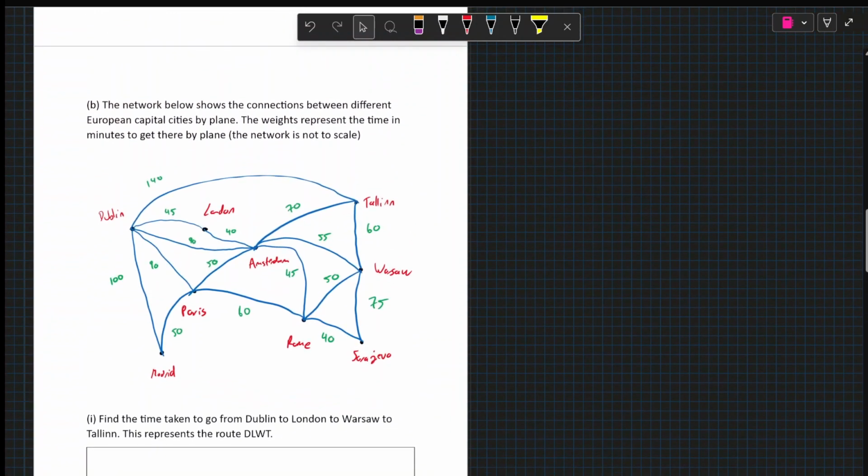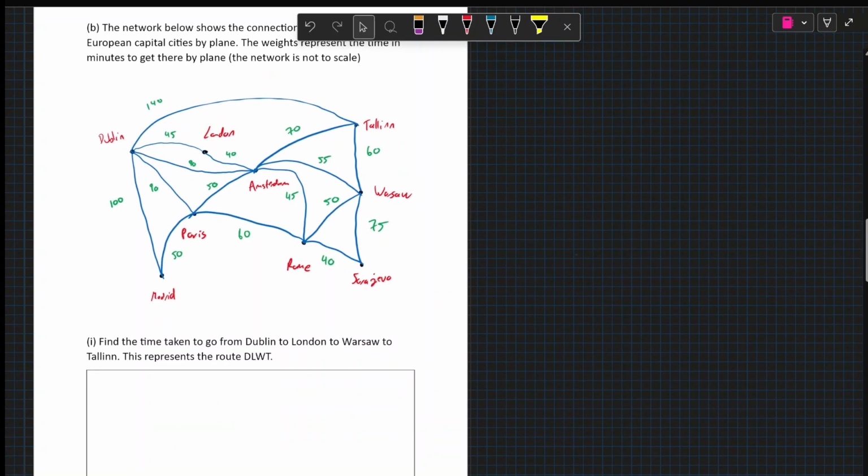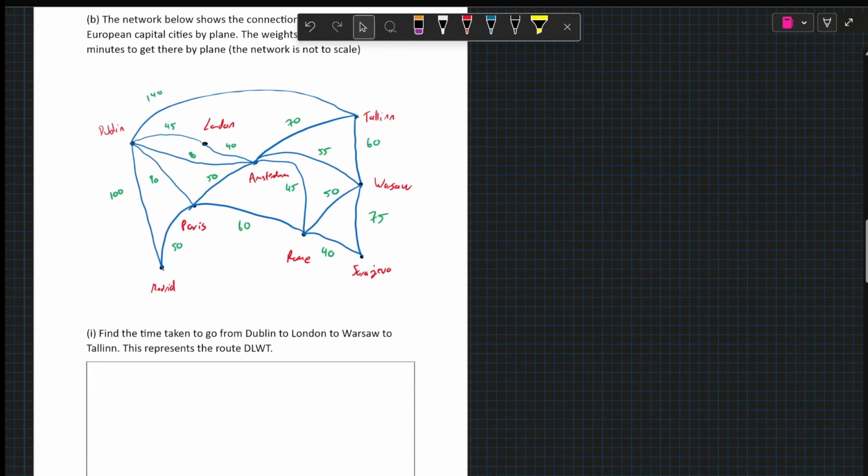So, this question shows a network of connections between European capital cities by plane, with the weights representing the time in minutes to get there. The network is not drawn to scale. Find the time taken to go from Dublin to London to Warsaw to Tallinn. Tallinn is the capital of Estonia. One of the ones that people might not be all too sure about is Sarajevo, which is the capital of Bosnia and Herzegovina.